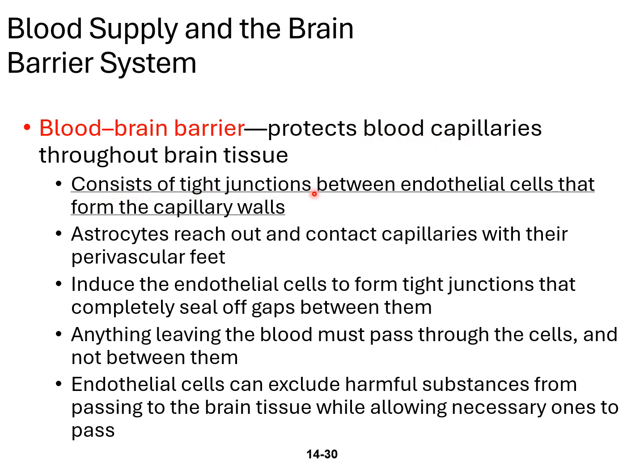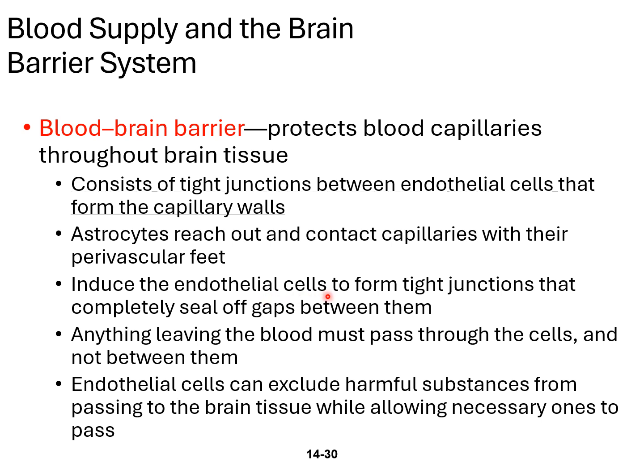There are a bunch of tight junctions between the endothelial cells that form the capillary walls. On top of those tight junctions, you're also going to have astrocytes. We're going to talk about astrocytes later in the neuron chapter when we talk about glial cells. Astrocytes have these little perivascular feet that reach out, hold on to the capillaries, and provide little spaces for stuff to go through. Astrocytes and these tight junctions are the main things that produce the blood-brain barrier.